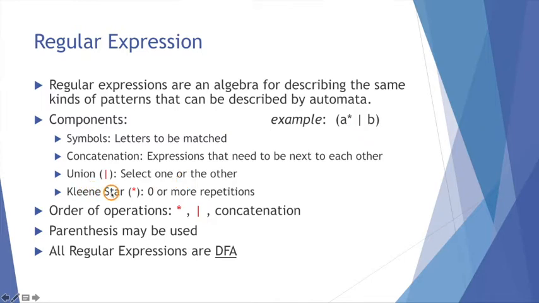And the last one is the star. We call that Kleene star. So the star can be any number, from 0 to a large number. I mean, it has to be a non-negative integer here. So the order of operations is: firstly, you go for the star, then the vertical bar, and then the concatenation. And you can also use parentheses as well. And all regular expressions can be recognized by a DFA, which we are going to cover in the next couple of slides.